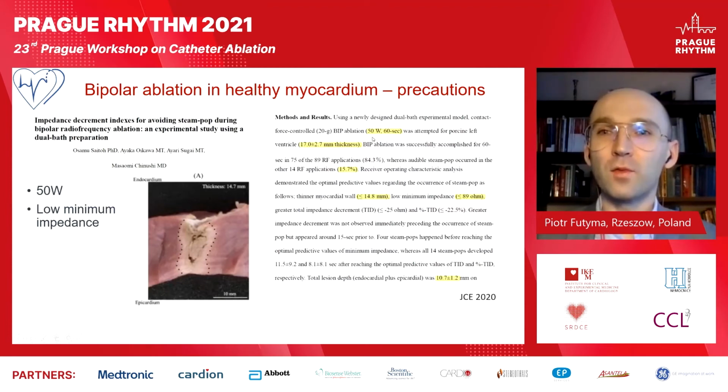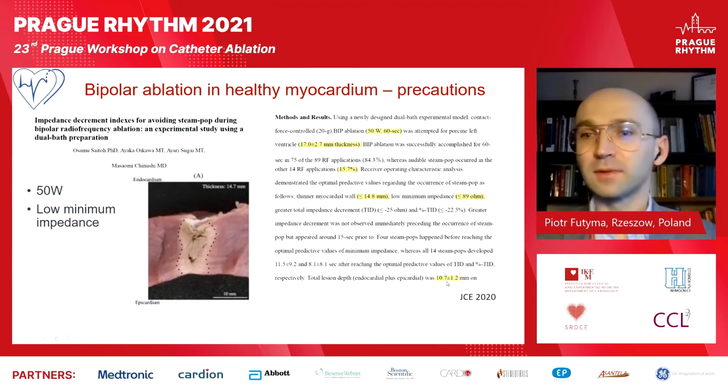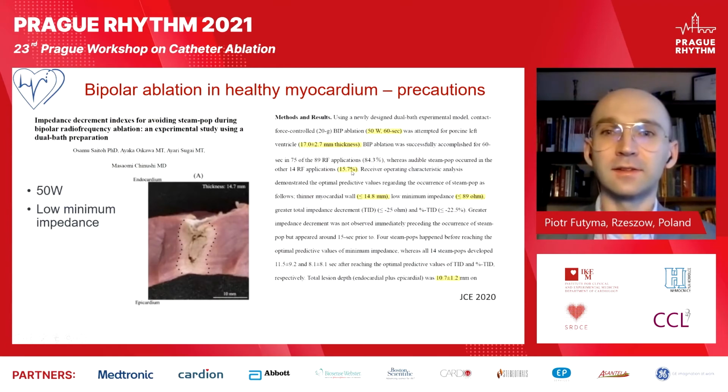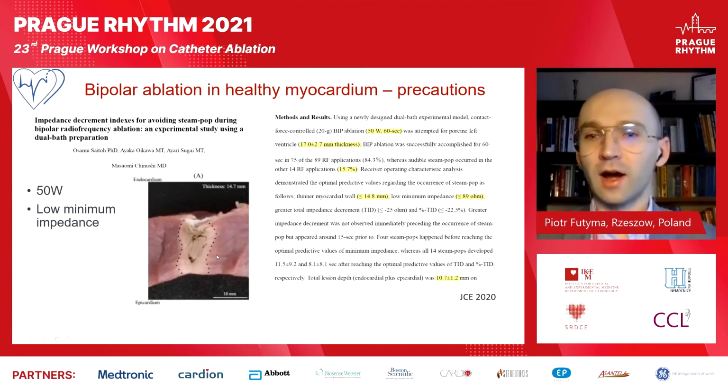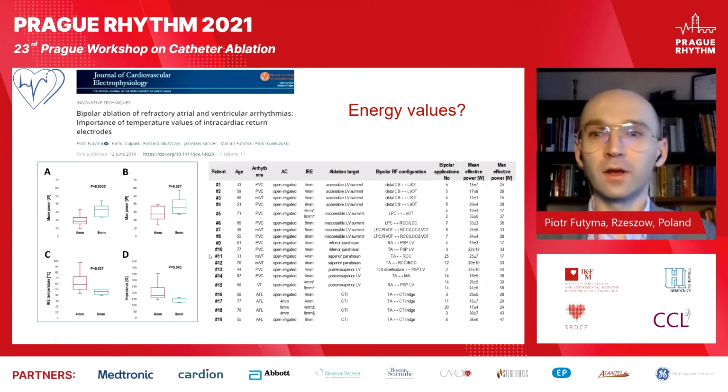Here they used 50 watts for 60 seconds. The effectiveness of such an approach was rather moderate because the lesion depth was approximately 10 millimeters. And despite this, they experienced above 15% of steam pops during their application. Here is an example of a steam pop in a healthy myocardium. I think we should be aware of this complication in cases when we try to ablate a healthy myocardium which is not protected with a scar.